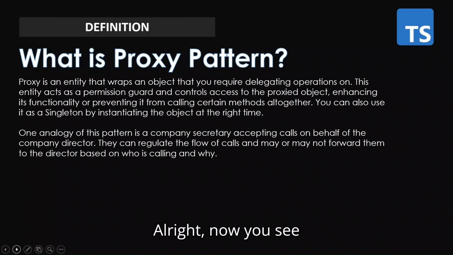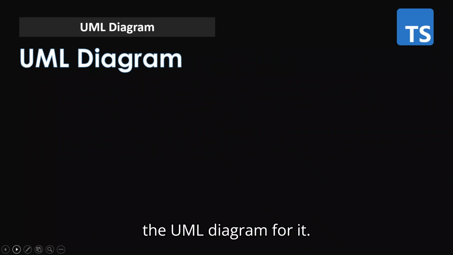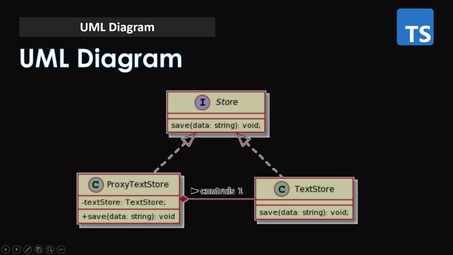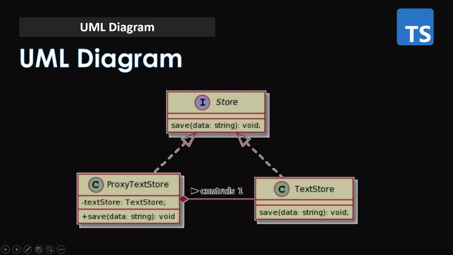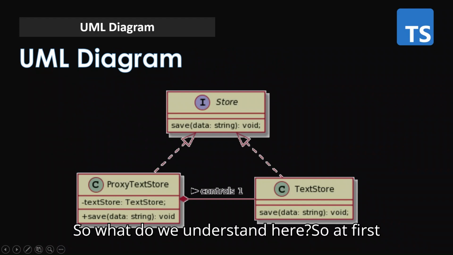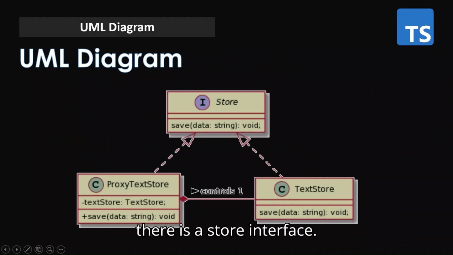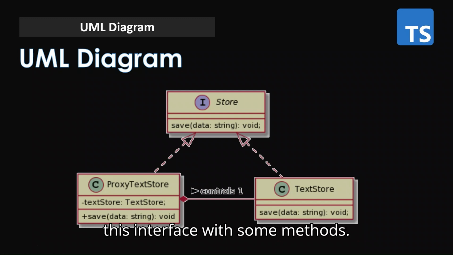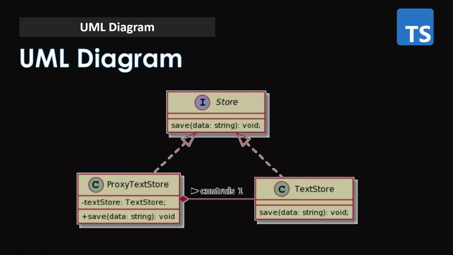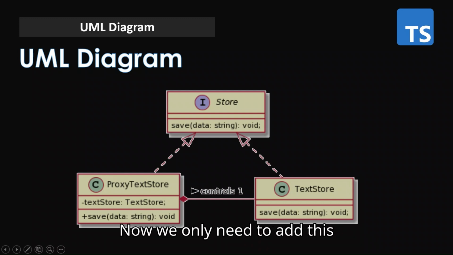Alright. Now you'll see the UML diagram for it. Here you can see the UML diagram. So what do we understand here? So at first, there is a store interface, and then there is a text store class. So we have an interface and an object that implement this interface with some methods. Now we only need to add this proxy.